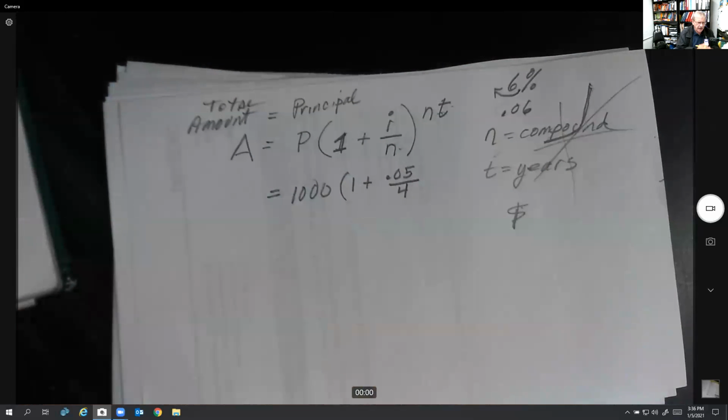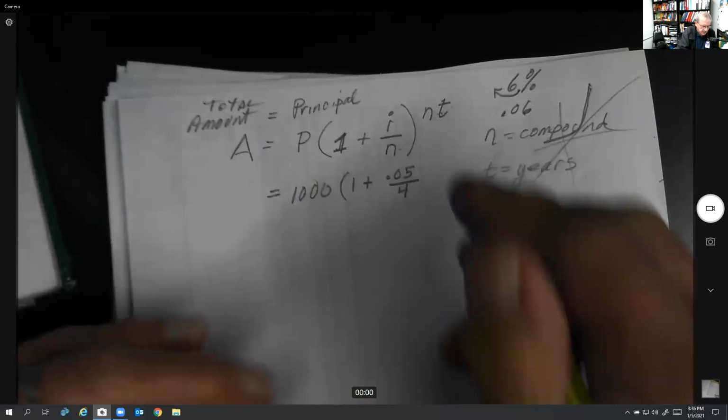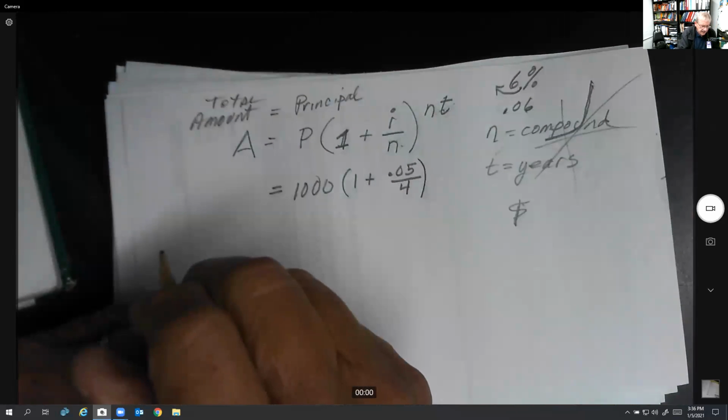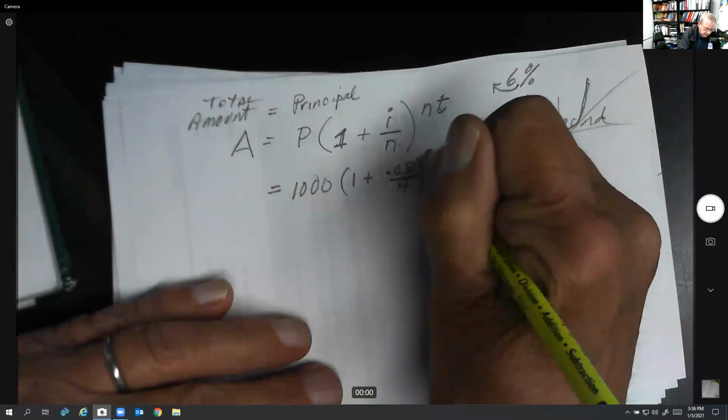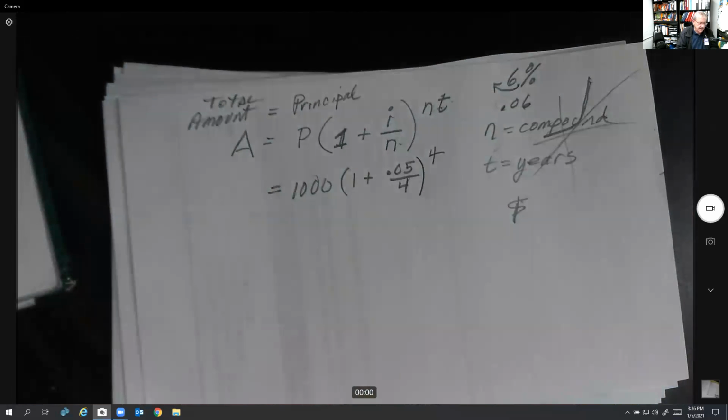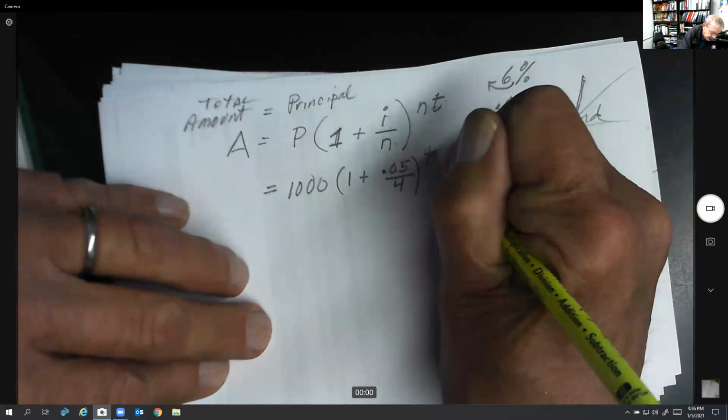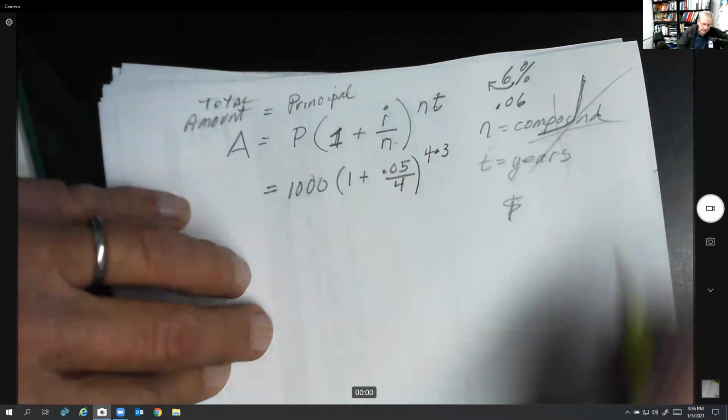The money is compounded. It means it grows. You're getting interest upon interest upon interest. N is the number of times it was compounded, 4. And T is the number of years. And he wants to find out at the end of 3 years how much money he's going to have. He isn't doing anything. He's just letting it sit in the bank.